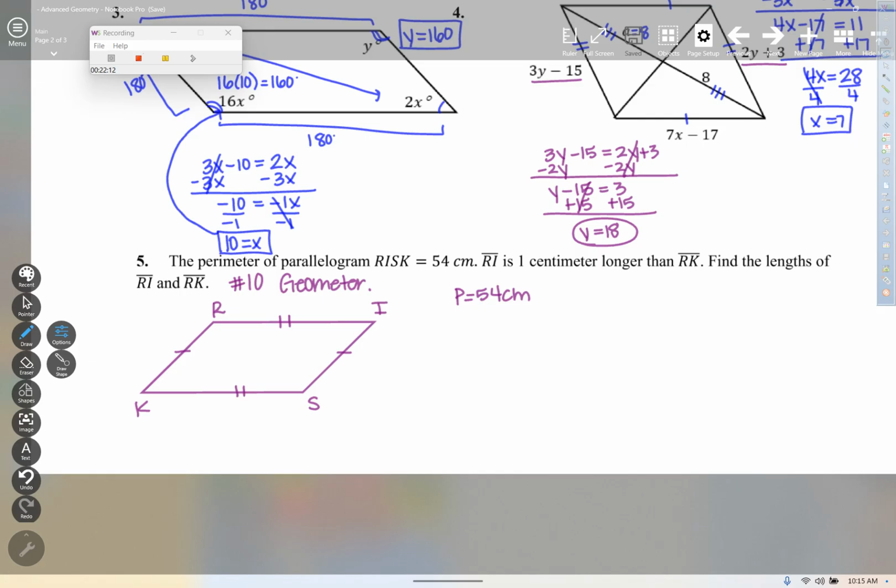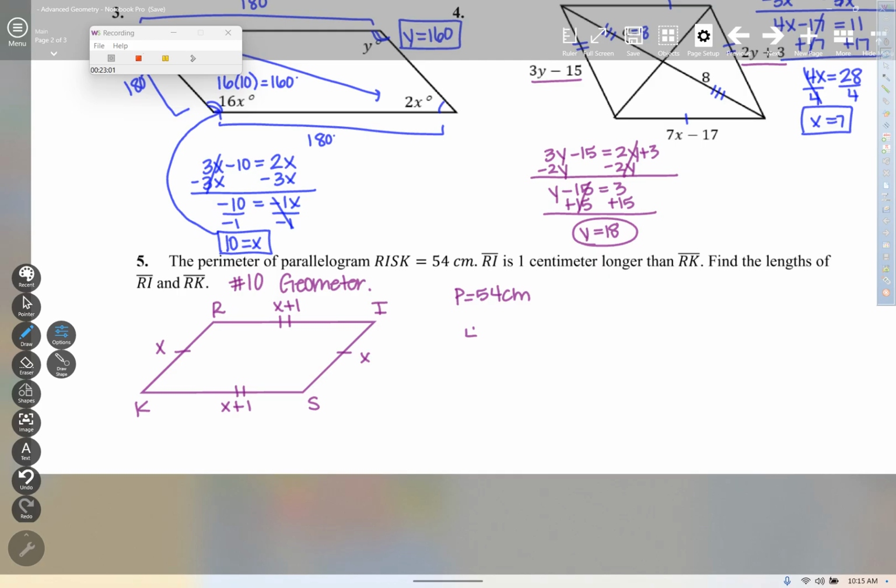Okay, I have a bunch of expressions now, and all I know is that all of them added together is equal to 54. That's the perimeter, right? So if you add up all your x's, I have 4 x's plus 1 and plus 1. So I only have 2 extra numbers, and I know that equals 54 centimeters. And then I go to solve, so I would subtract 2, I get 4x equals 52, and then I divide each side by 4. So x is then 13.